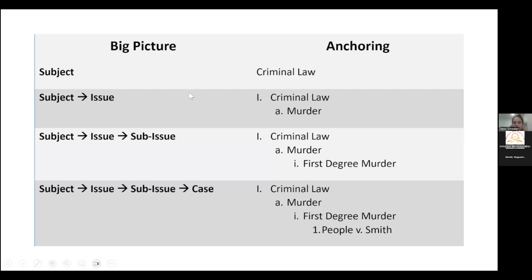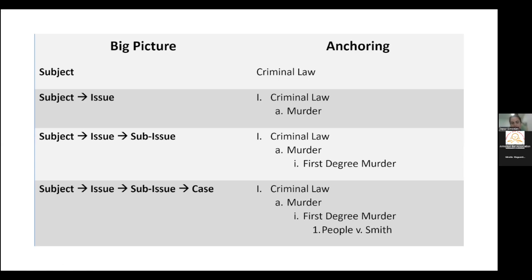So I'm going to give this as an example under criminal law. So the book is criminal law. One aspect of criminal law would be murder, right? So you're going to see that in the table of contents. Well, but there are different types of murder. There's first degree, second degree, voluntary, involuntary. So what you want to do is identify what case you're reading and under what category it falls. So for instance, here, People v. Smith is going to fall under first degree murder.